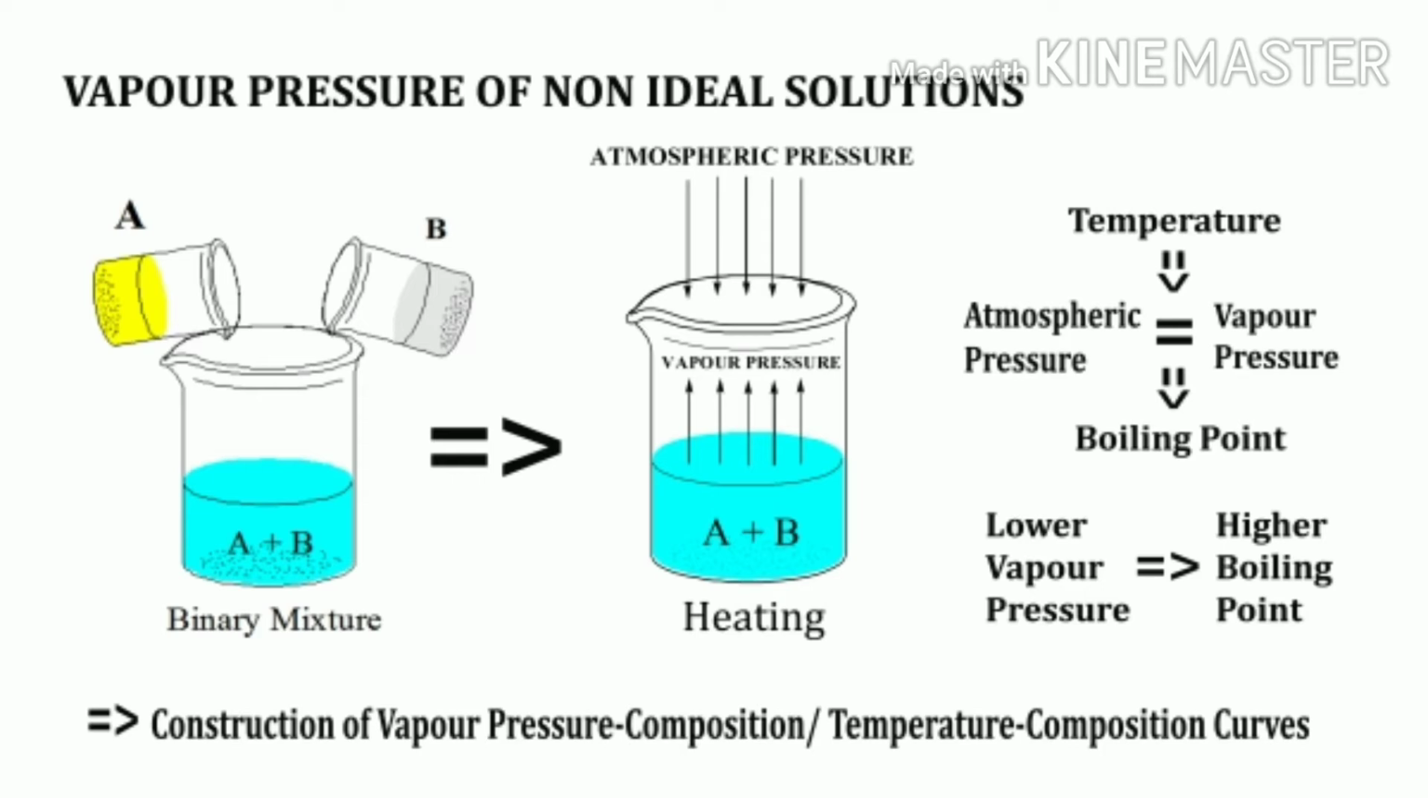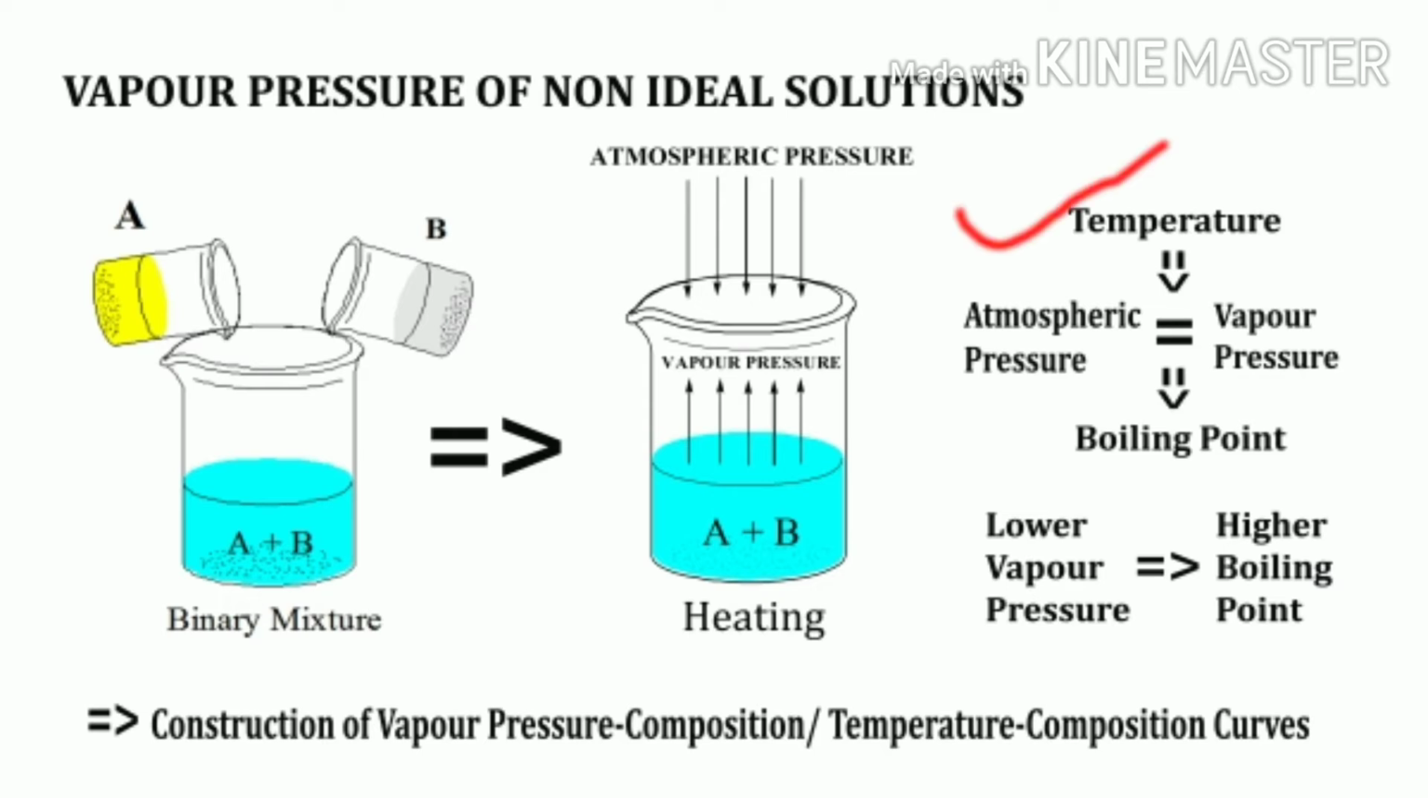Now let us see how the vapor pressure of a non-ideal solution changes with the composition. To discuss this, consider a binary mixture prepared by mixing two volatile components A and B. Now when the mixture is heated, the molecules of both the components start evaporating. The vapors of the liquid components exert vapor pressure. At the same time, the atmospheric pressure also acts upon the vapors.